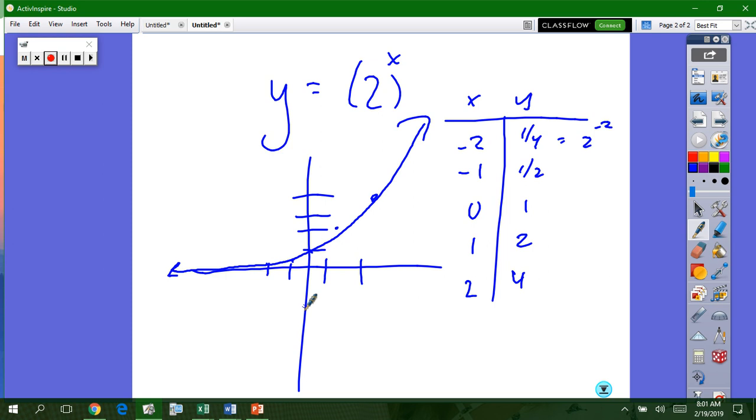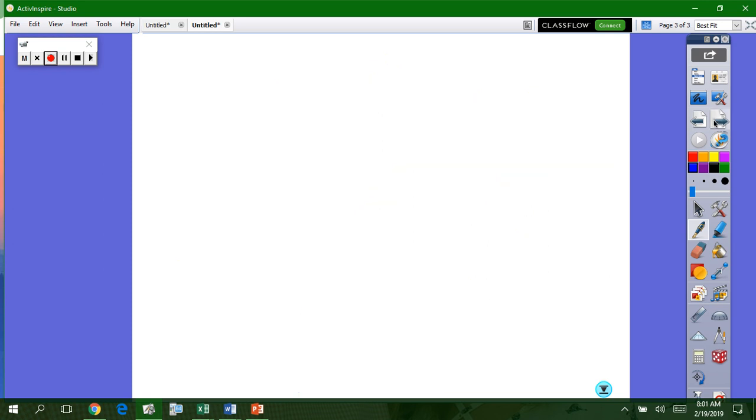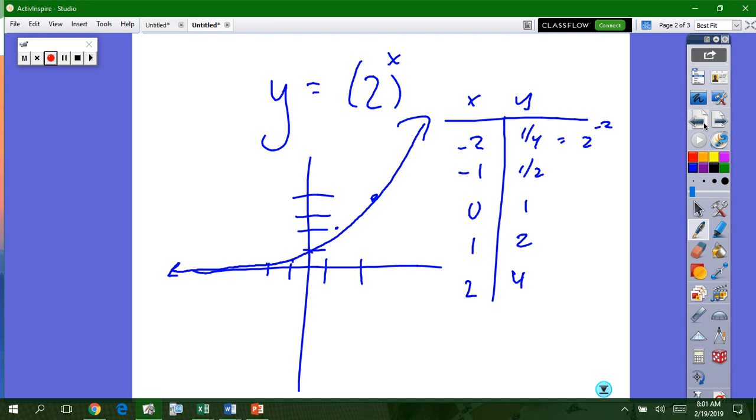Okay. Let's go ahead and do a decay graph. By the way, really quickly, what's our domain here? The domain. You got it. Okay, negative infinity to infinity.